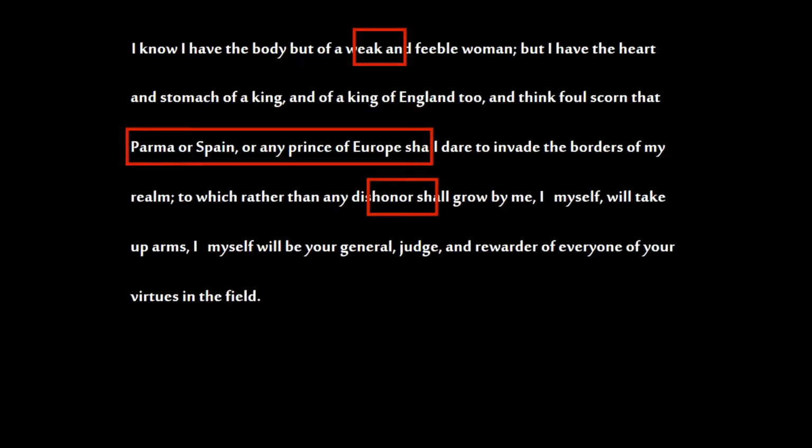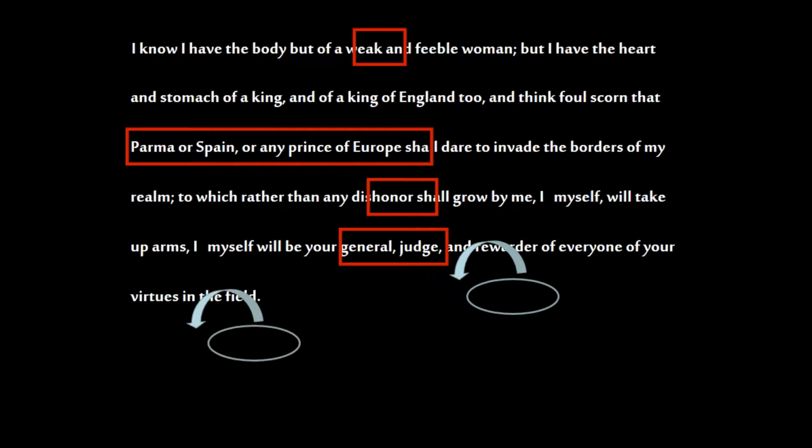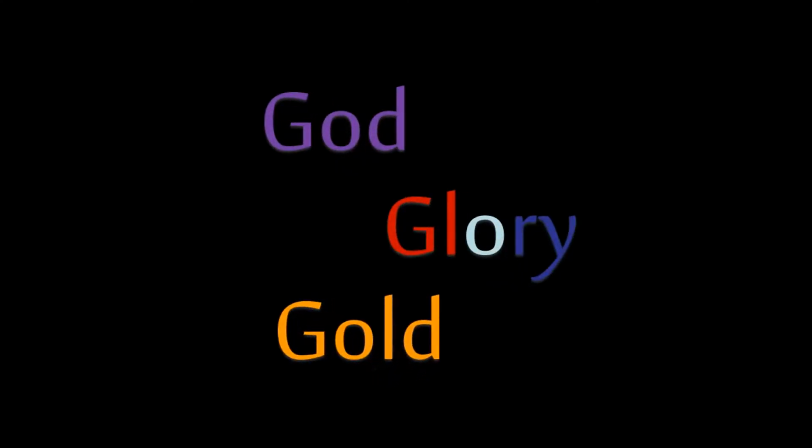And then she says, "And think foul scorn that Parma or Spain or any prince of Europe," comparing a prince to the king of England, "shall dare to invade the borders of my realm," again that personal pronoun, "to which rather than any dishonor shall grow by me, I myself," we have the reflexive pronoun, "will take up arms. I myself," and she repeats it again, "will be your general, judge, and rewarder of every one of your virtues in the field." And here she invokes the three G's of almost any battle speech: God, glory, and gold.